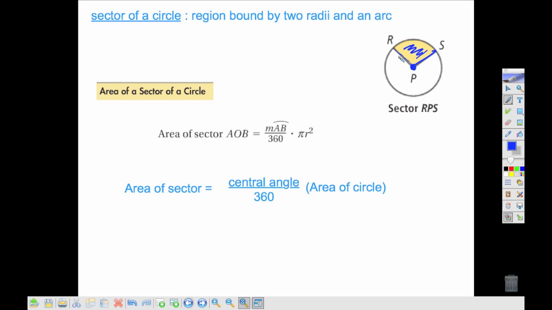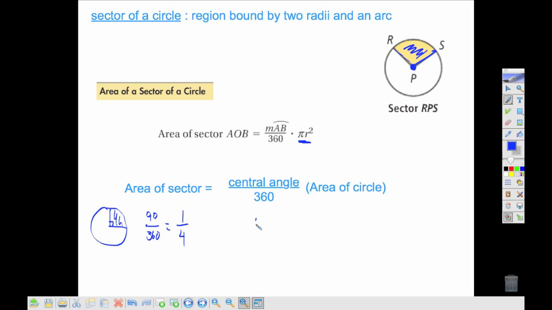Now notice this is just a fraction of the circle, so our formula is taking the area of our circle, or the pi r squared, and multiplying it by the fraction that we have. To find that fraction, we'll take the central angle and divide by 360 degrees. For example, if I have a circle whose central angle is 90 degrees, that would be 90 over 360, or 1/4 of our circle. So we would just take 1/4 of our area to get the area of that sector.